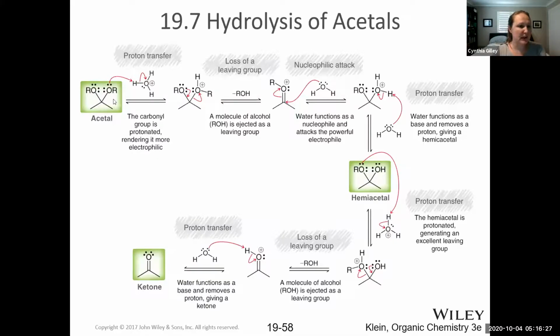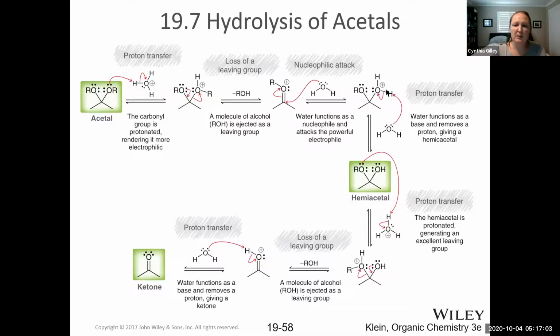So in reverse, we can proton transfer to protonate one of the oxygens of the OR groups of the acetal. When you protonate it, it becomes a good leaving group, and we can go ahead and kick out the alcohol leaving group. That gives us the carbon double bonded to an oxygen with a positive charge. We know that this carbon is very electrophilic. So there's a lot of water around, right? Water is going to do a nucleophilic attack.